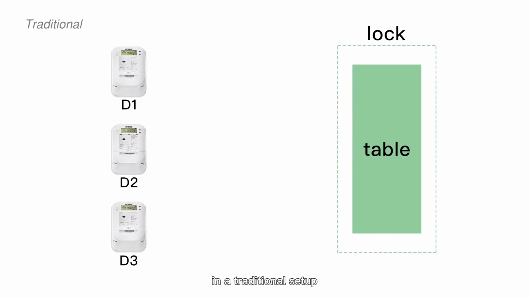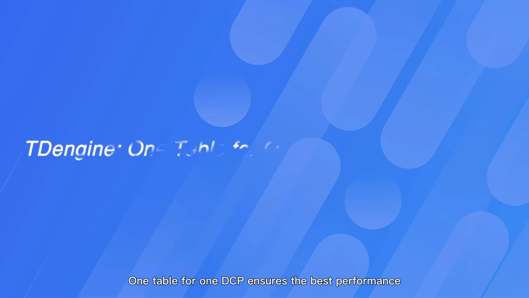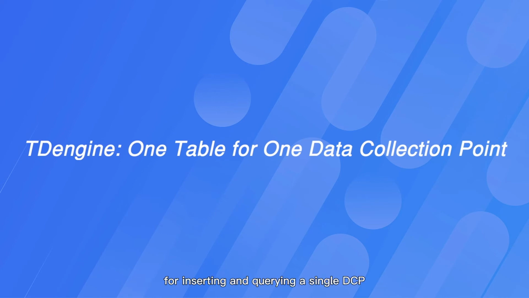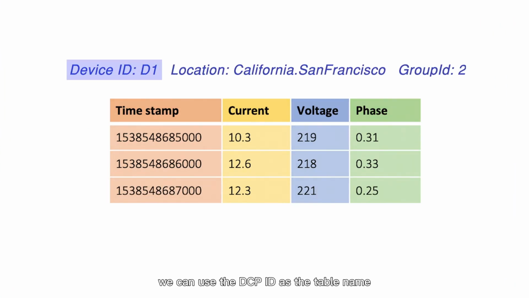In a traditional setup, with metrics from multiple DCPs written to a single table, the timing of data from different DCPs arriving at the server cannot be guaranteed due to network latency. Furthermore, write operations must be protected by locks, and metric data from one DCP cannot be guaranteed to be continuously stored together. One table per DCP ensures the best performance for inserting and querying a single DCP to the greatest possible extent. In this example, we can use the DCP ID as a table name, like D1001 in the table shown.